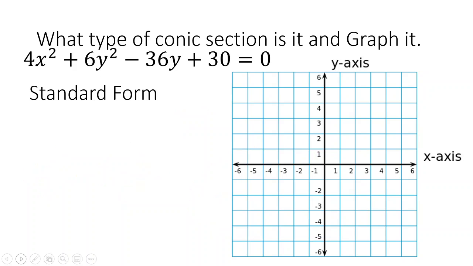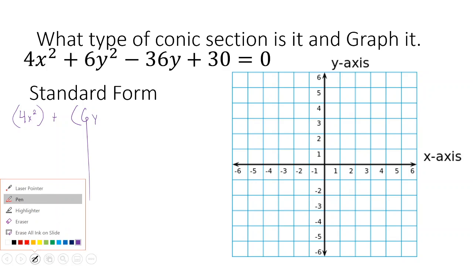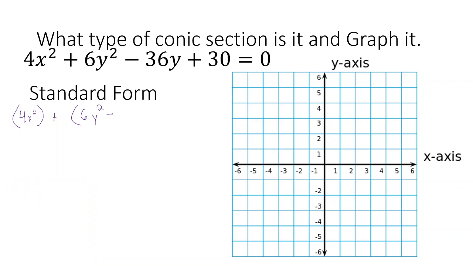How about this one? This one's a little bit more difficult for me to tell, especially just starting out and looking at it. So let's just begin working on it and see what we've got. First thing I do is separate all the x's and y's. So I've got 4x squared plus 6y squared minus 36y equals -30. We'll move that 30 to the other side, okay?